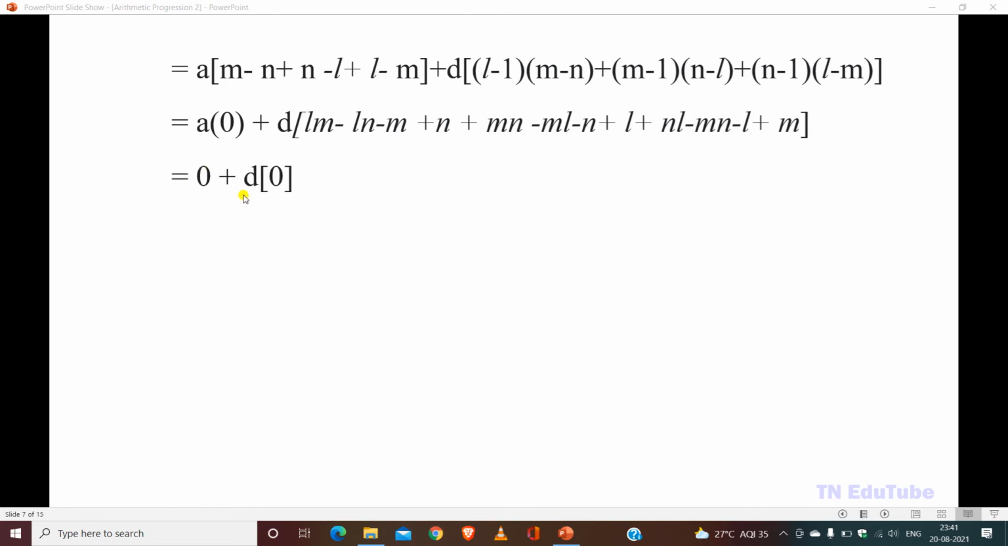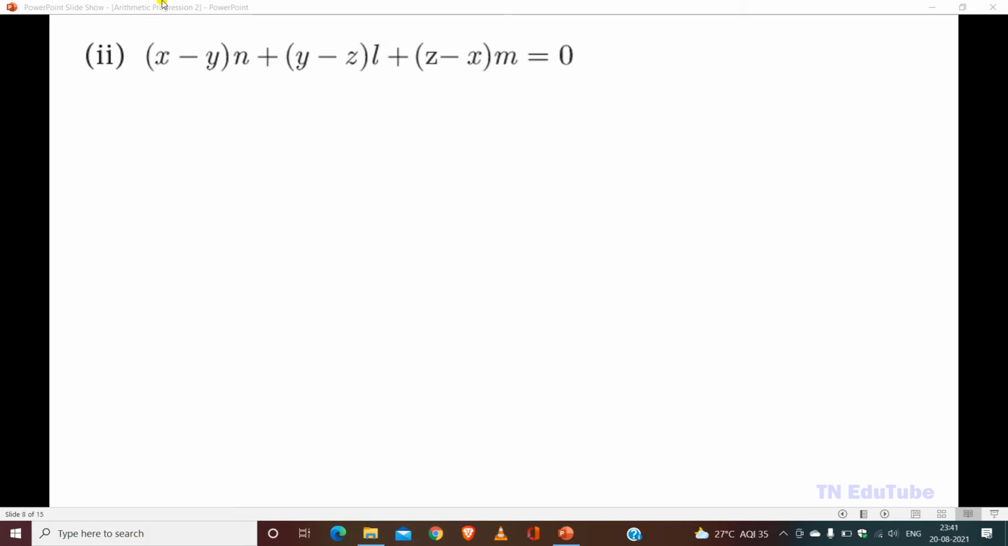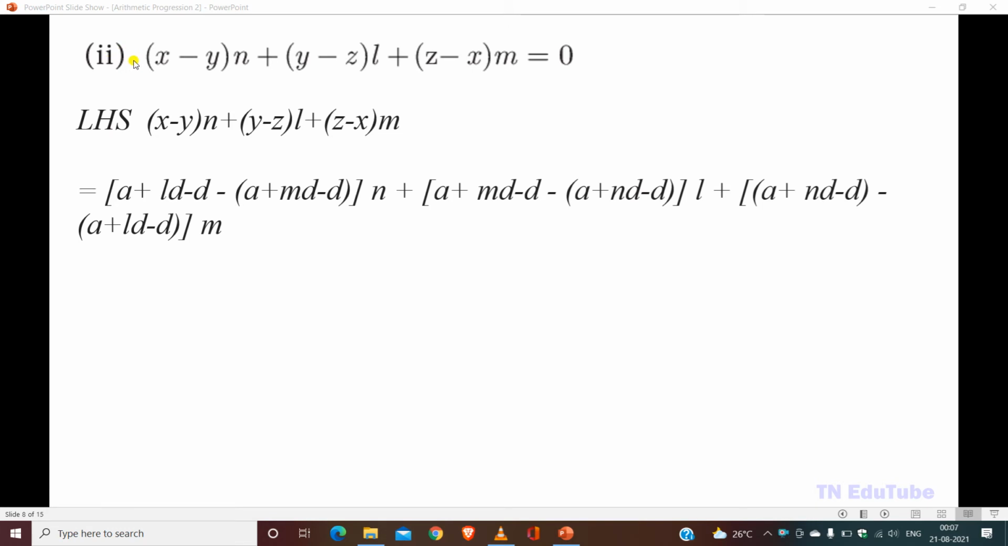So all the terms get cancelled. So you get d into 0. 0 plus 0, you get 0. So the first result is proved. Now we do the second one. Second problem, Roman letter 2. x minus y into n plus y minus z into l plus z minus x into m equal to 0.